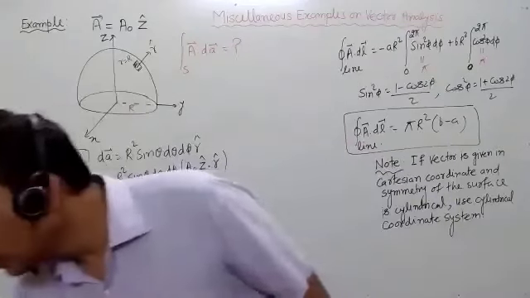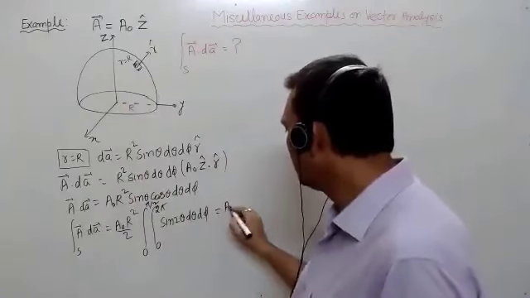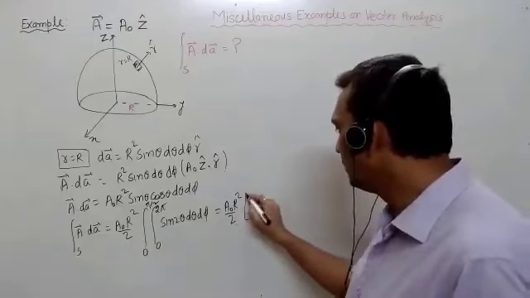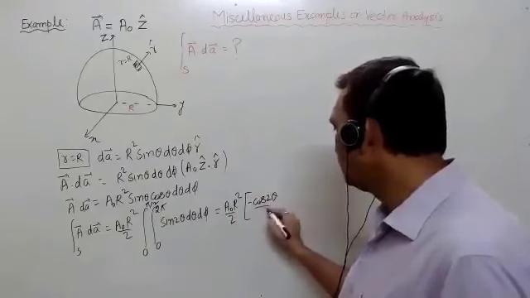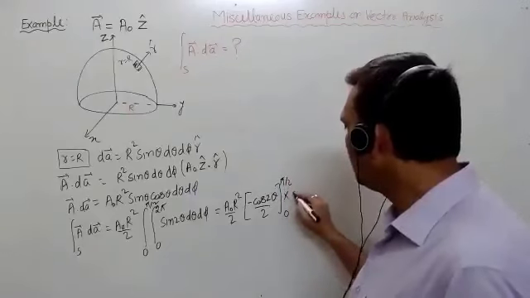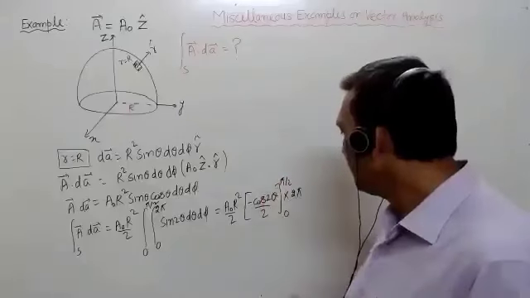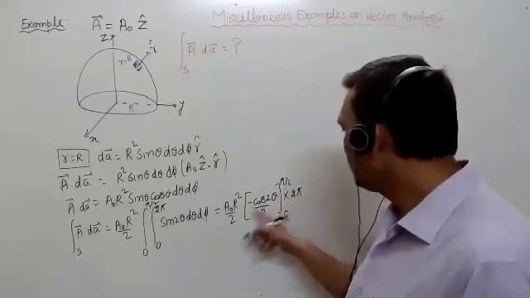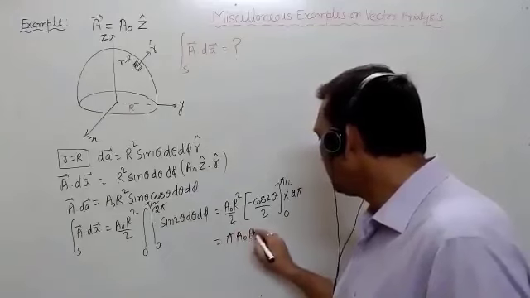So calculate this. This integral will be A naught R square by 2, and the integral of sine 2 theta is minus cos 2 theta by 2, from 0 to pi by 2, and d phi will give you 2 pi. So what will be this value? Cos pi gives minus 1, so the 2 will cancel out. So that is pi A naught R square.